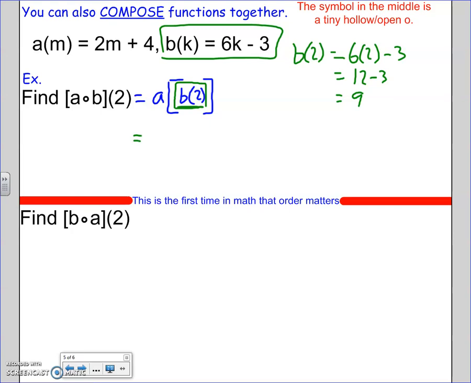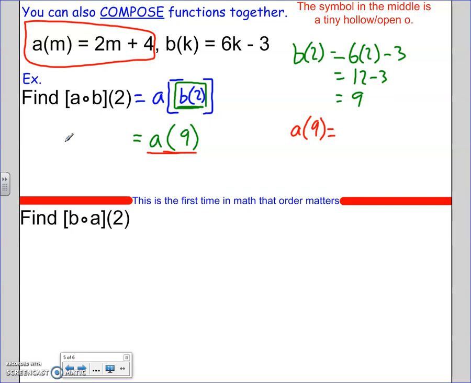So we replace it with 9. So this now is A of 9. So I replace B of 2 with 9. So now this tells me to do the next problem. It says go do this part. Find A of 9. So I'm going to equation A and plug in 9 for the letter. In this case, the letter's M. So every M will turn into a 9.